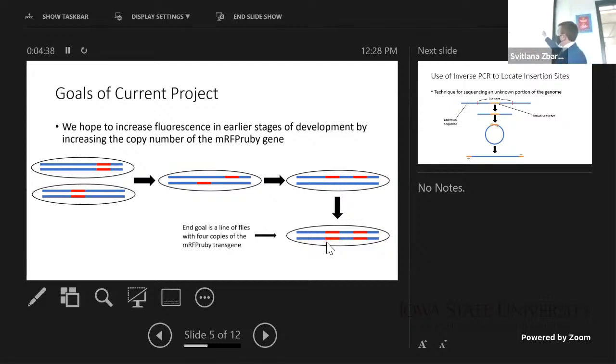And so then you get one chromosome that has two copies as opposed to one. And from that we can get a fly with 4 copies as opposed to the original 2. And so we're hoping that double the expression will actually increase our visualization earlier in the migration. And so this is the project that I've been working on for the last several years of trying to locate these inserts and then actually do some of these crosses trying to create this fly line.